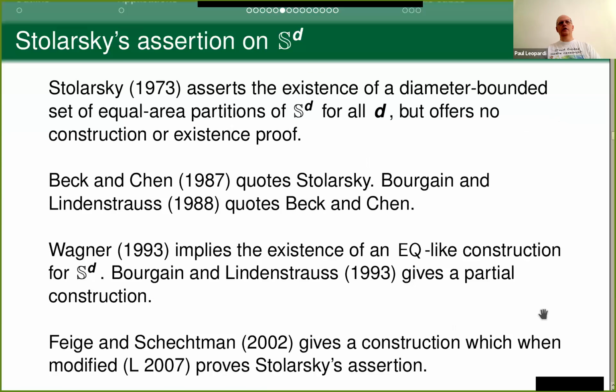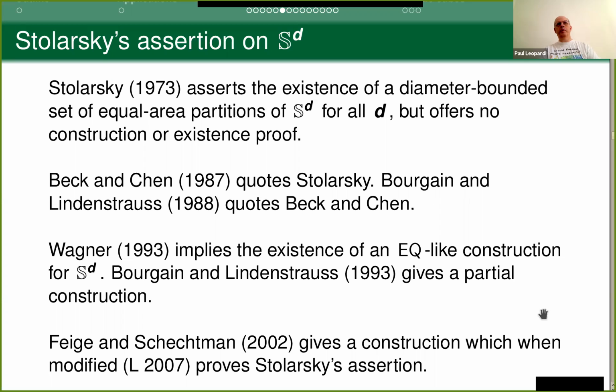The other thing that you can do is follow the line of reasoning about the partitioning on SD. So as I said before, Stolarsky asserted that the partitions on SD all existed in 1973, but didn't offer a proof. Then Beck and Chen in 1987 quote Stolarsky's result, and Bourgain and Lindenstrauss in 1988 quote Beck and Chen, so that they're sort of on air at that time in terms of actually having a concrete construction.